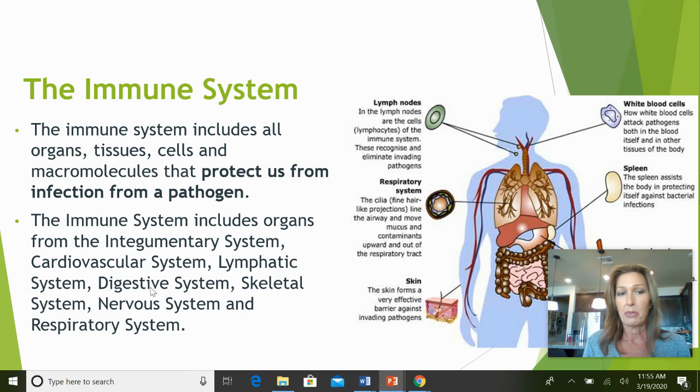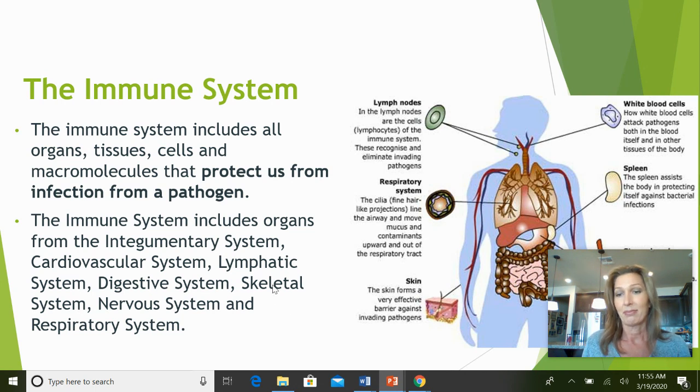Now, your large intestine is home to a lot of bacteria. And that bacteria is actually good bacteria that helps boost your immune system and also helps defend against the unhealthy bacteria that can hurt you.